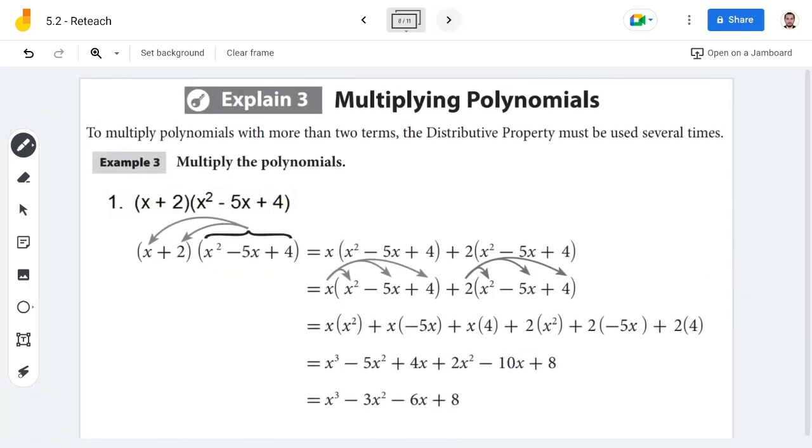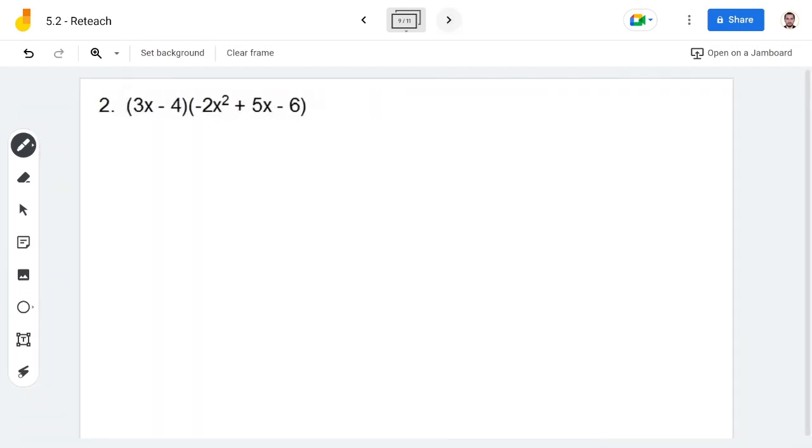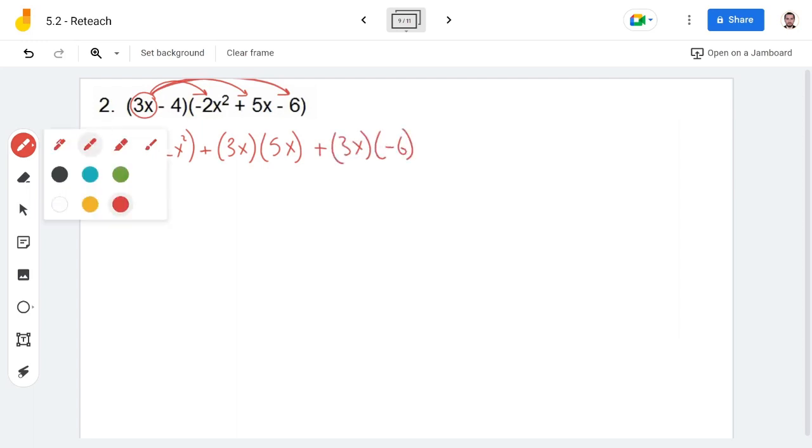Okay, now let's go to the last one. So we do the same step to multiply polynomials. Okay, let's start solving this one to understand the concept. 3x times negative 2x, negative 2x squared, then plus 3x times 5x, plus 3x times negative 6. So that's the first one.